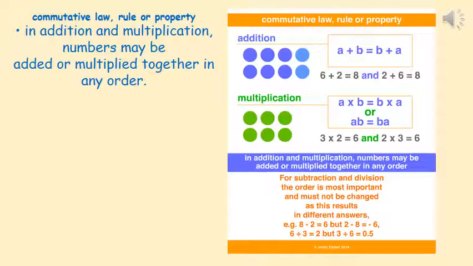In addition and multiplication, numbers may be added together in any order. For subtraction and division, the order is most important and it must not be changed. As a result, it gives you different answers. So it's just addition and multiplication that is commutative. So whether you did 2 times 8 or 8 times 2, you'd get the same answer. And that's really important that we're focusing on that in this lesson.